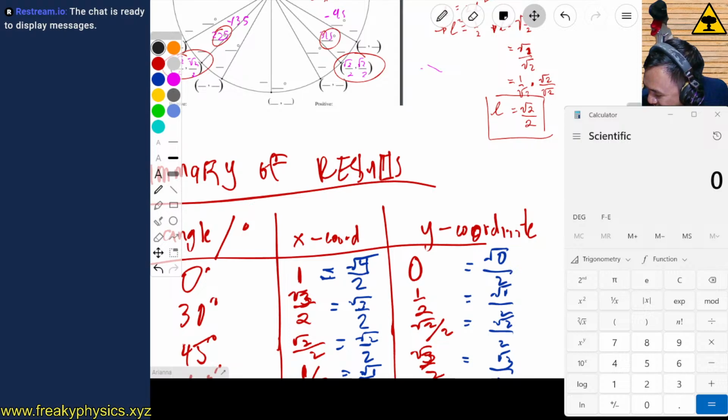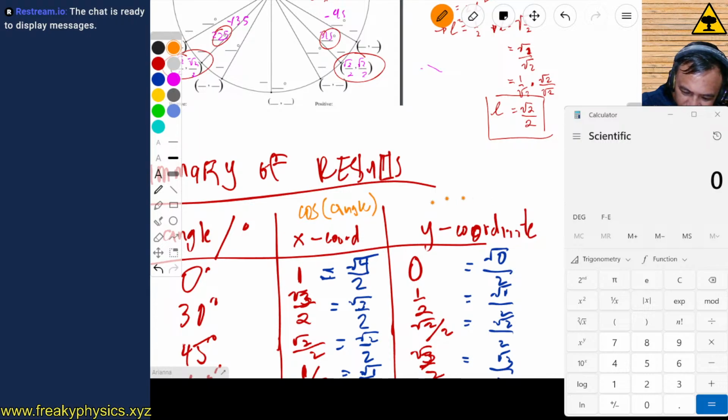I think I know what's happening now. I think I'm accidentally pressing my keyboard with my arm when I write. So that's why it jumps around. All right, anyway, let's use orange on this one.